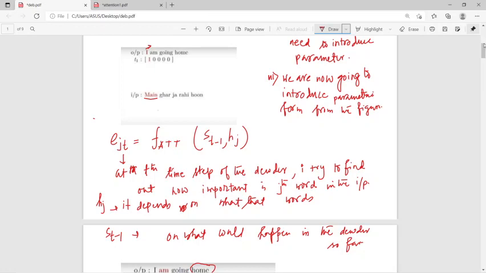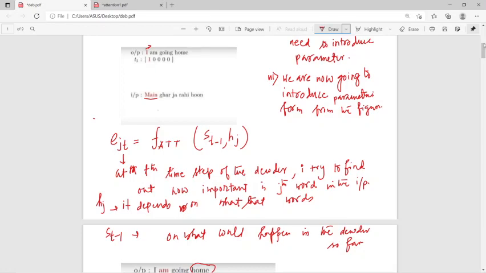So just remember, EJT is the quantity that captures the importance of the jth input word for decoding the tth output word, the tth time instant. Another thing we want is that across all the input words, EJT sums up to 1. We don't want arbitrary weights.